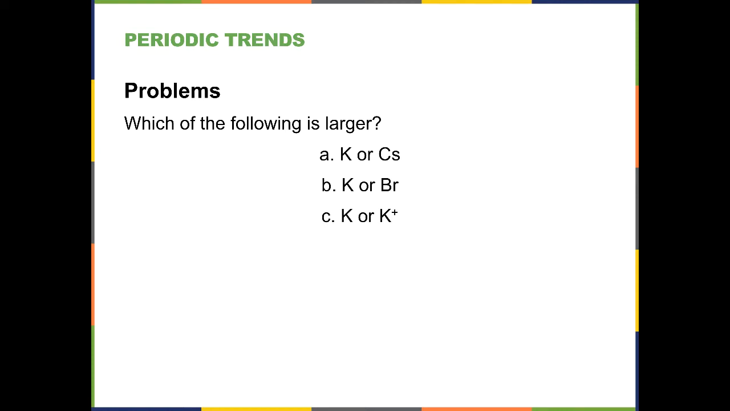K or K plus. Well, what did we just say in the previous slide? We just said in the previous slide that a cation is always smaller than its associated parent. In this case, the K plus is the cation, and the associated parent is K, so K is larger.